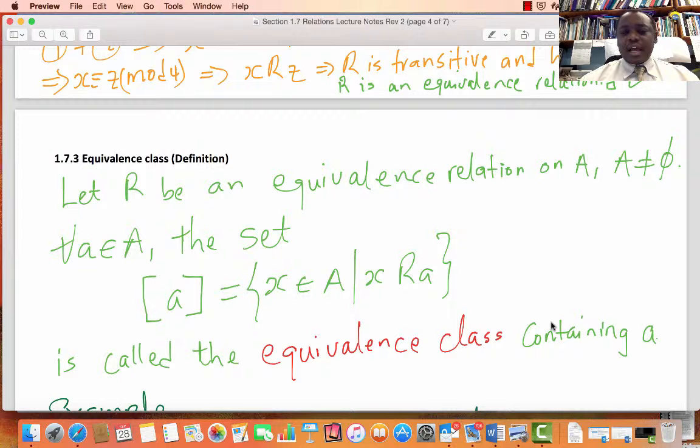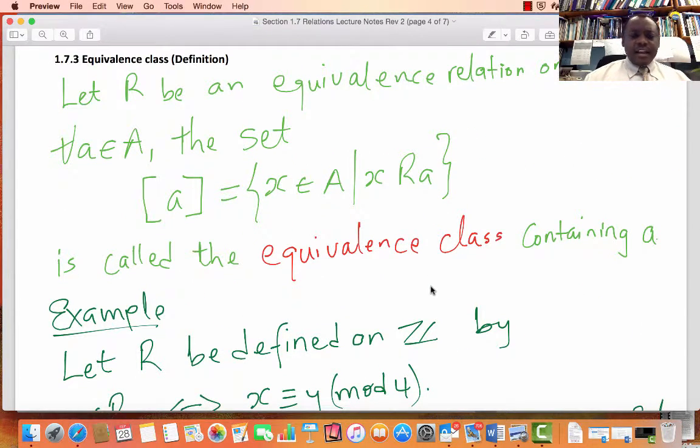Now that we have stated what it means for a relation R to be an equivalence relation, it is time for us to define the idea of an equivalence class of an element in our non-empty set A. Let R be an equivalence relation on the non-empty set A. Then, for every element a in A, we can define the equivalence class of a to be the set of all elements in A that are related to a. We call that the equivalence class containing the element a.